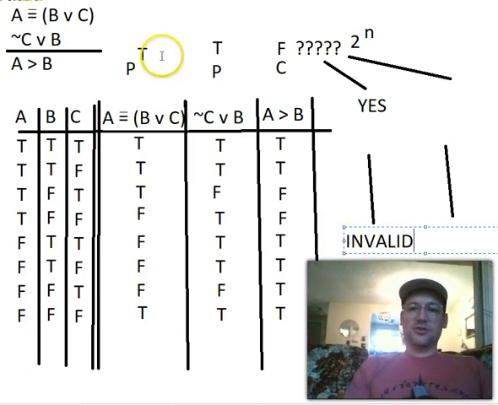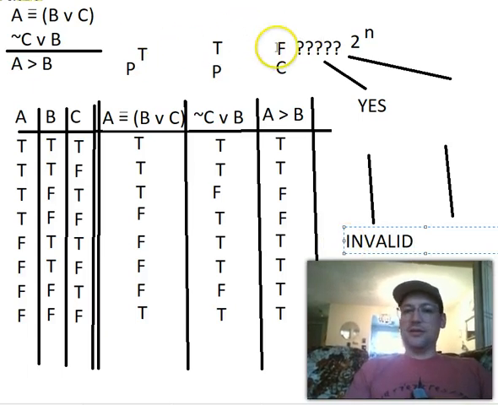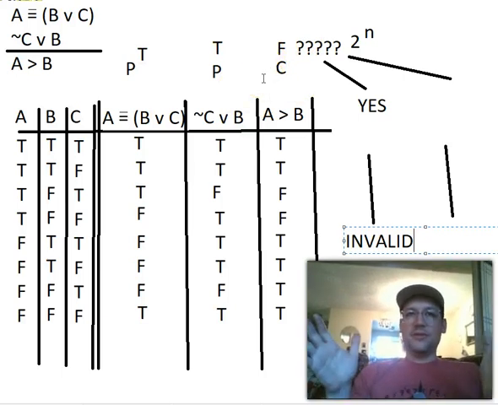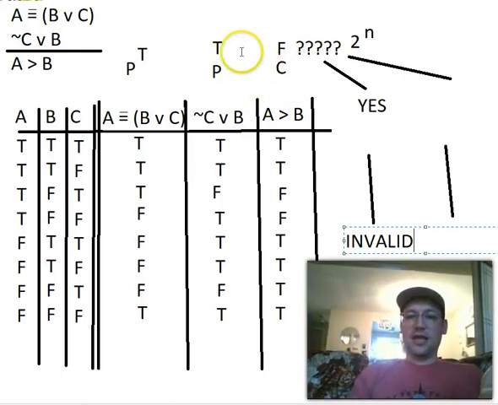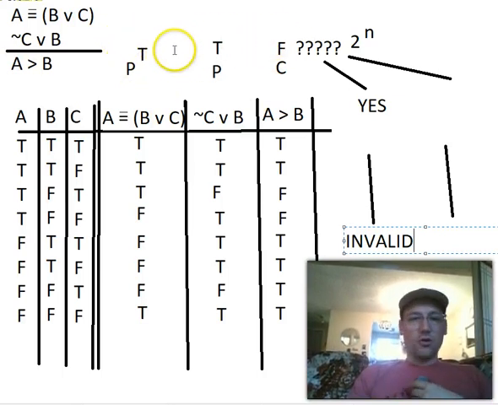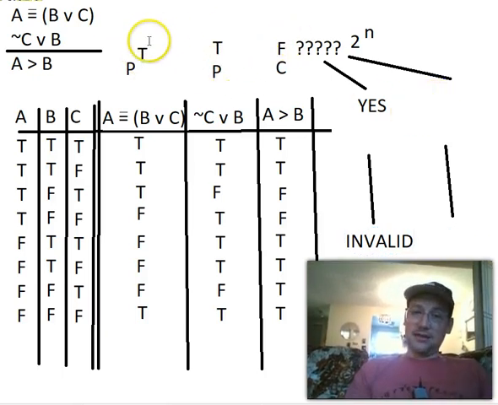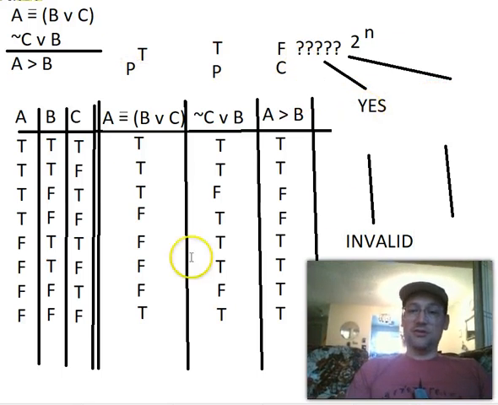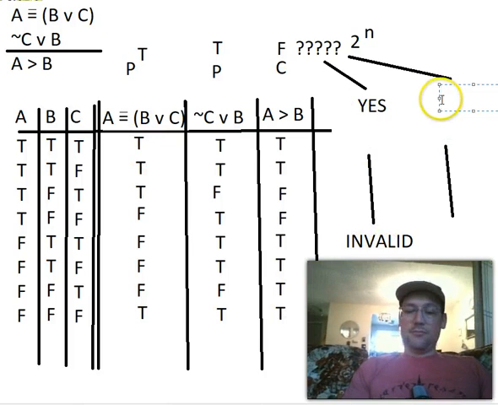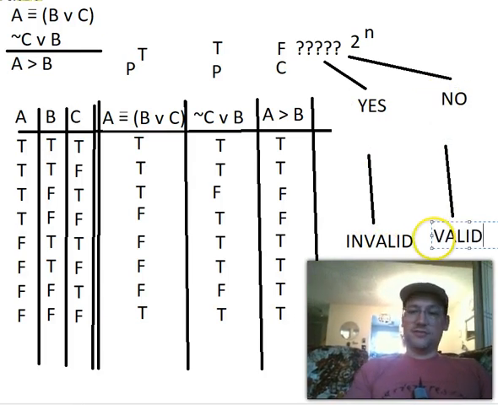I'm basically constructing a counterexample to the argument's validity. If the argument is valid, it's saying this combo can't happen. The truth of the premises guarantees the truth of the conclusion. There's no possibility in which the premises could be true, and yet the conclusion is false at the same time. So if this combo can happen, if you do see that somewhere in the truth table, then you know the argument is invalid. But if the answer to that is no, then that means the argument is valid.